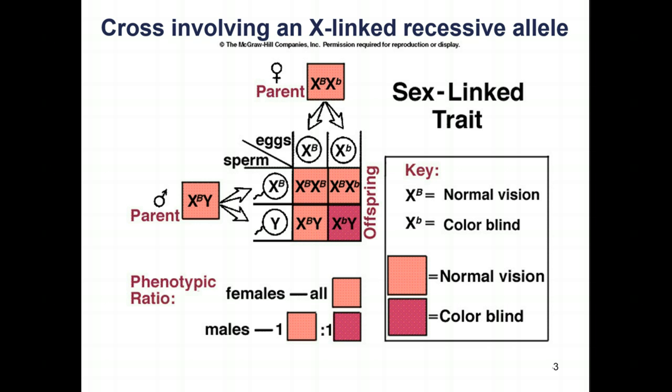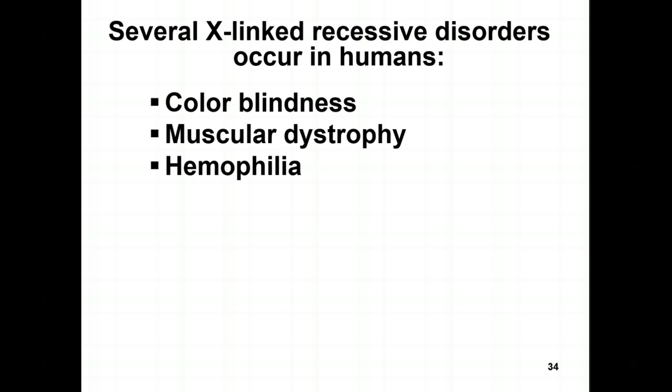Remember, with X-linked recessive allele disorders, women can be completely normal, can be normal but a carrier, or can have the disease. However, for men, there's no in between. Men either are completely normal non-carriers, or they have the full-blown disease. There are several types of X-linked recessive disorders that occur in humans. Some examples are colorblindness, muscular dystrophy, and hemophilia.